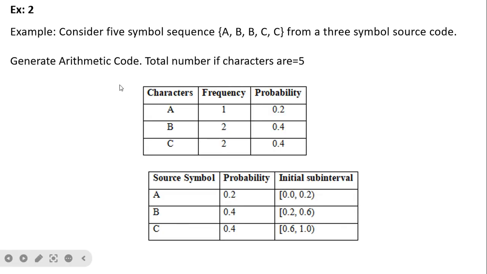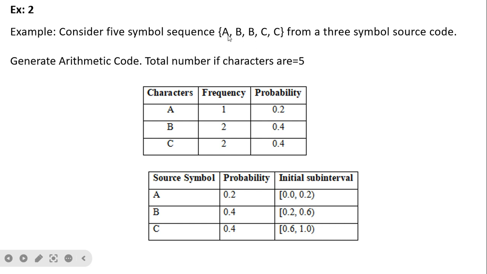Now we'll see another example. Now the characters are given, A, B, C, and these are the frequencies, and we can calculate the probability. The probability is based on the total number of characters, which is 5. So 1 by 5, 2 by 5 and 2 by 5. In this way we calculate the probability. So the initial interval is between 0 to 1. So 0.0 to 0.2, 0.2 to 0.6 and 0.6 to 1.0.